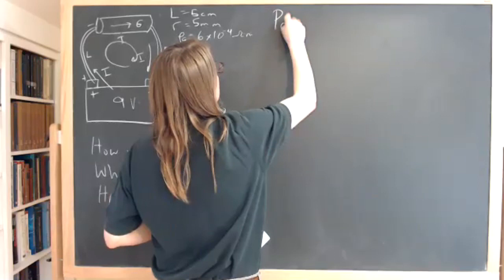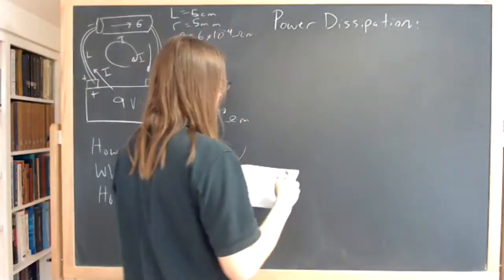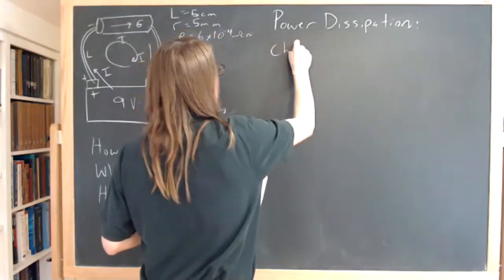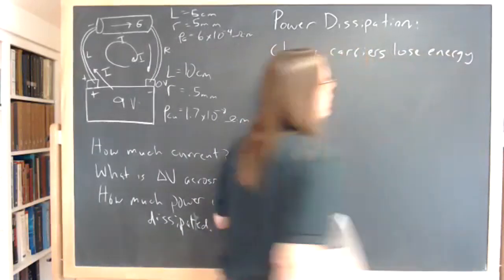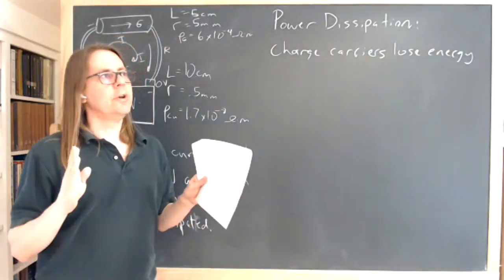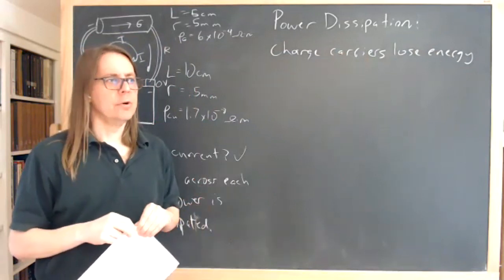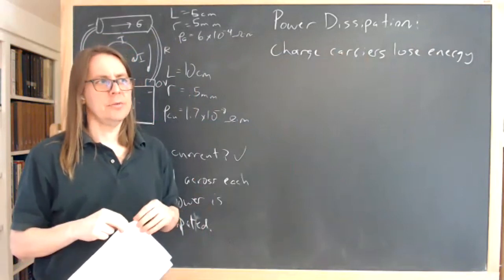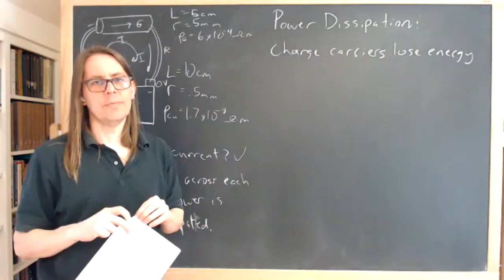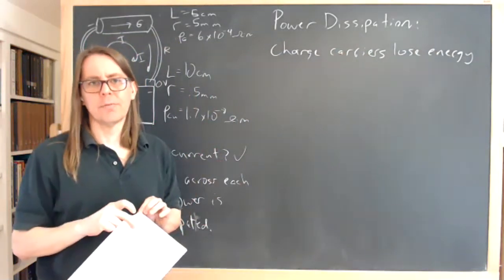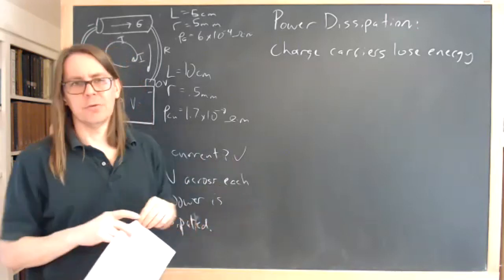Power dissipation. So the idea here is that charge carriers lose energy. You may recall that the idea of applying an electric field to a conductor should make the charge carriers accelerate. But in our microscopic version of current flow, we said it's at a constant drift velocity. So how can it be at a constant drift velocity? The answer was that it's going through a highly resistive medium. It's essentially at terminal velocity, as when you fall through the air. So a drag force is pulling back on the charge carriers while the electric field pushes them forward. Those balance and you reach a terminal velocity.